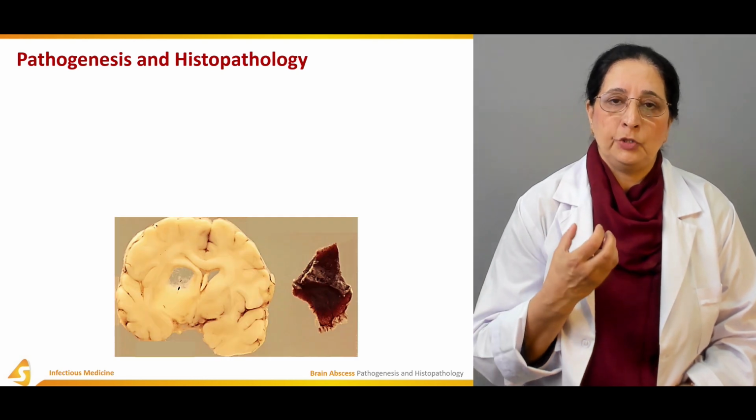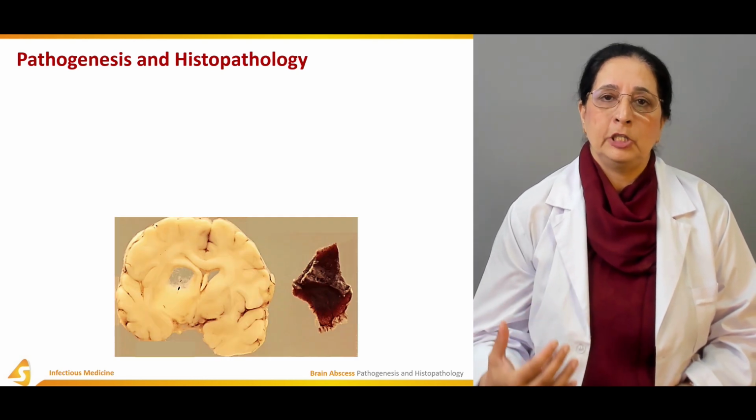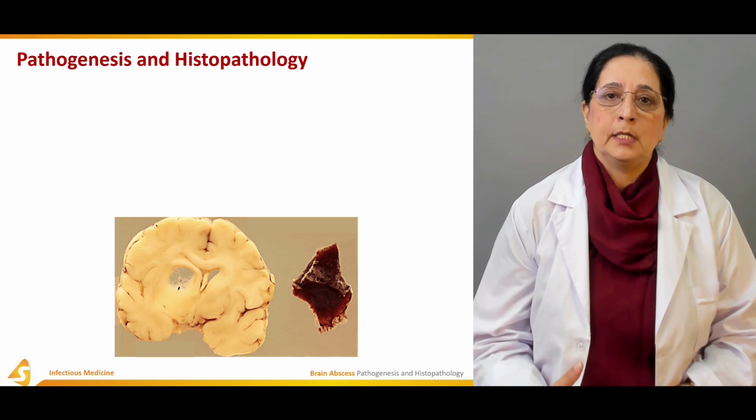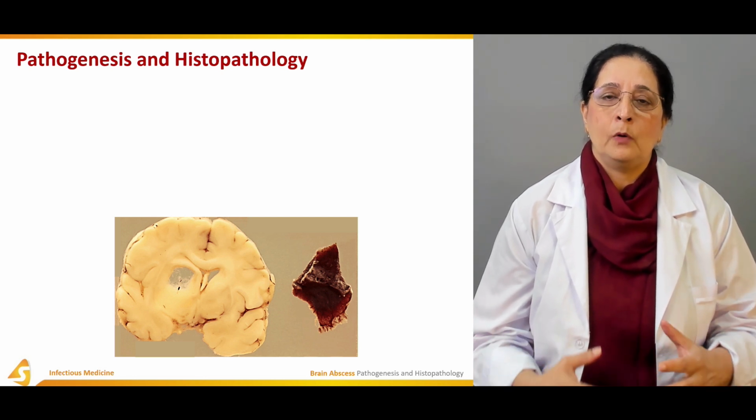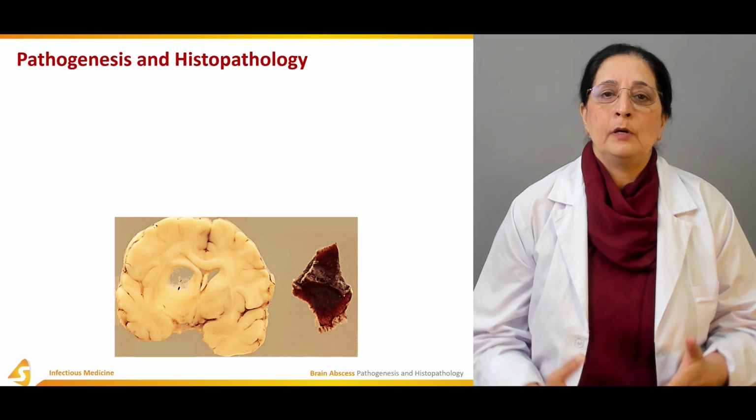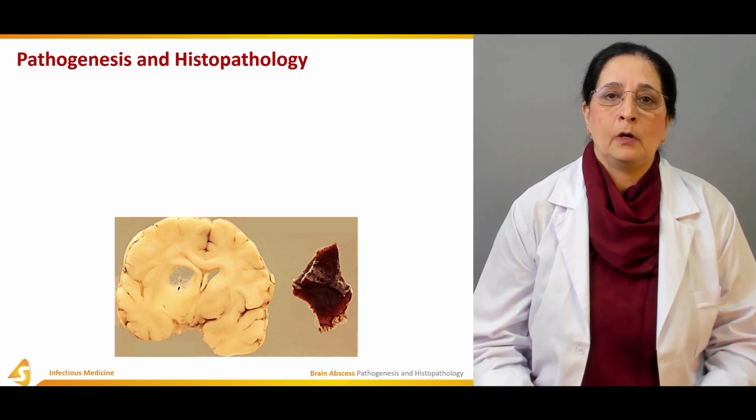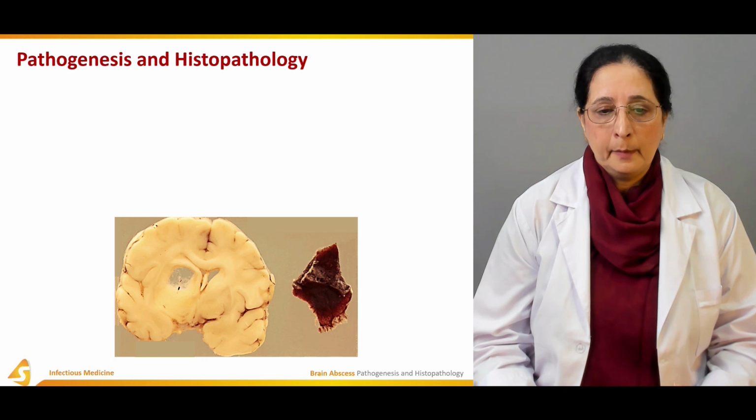Histo is the word for tissues, and pathology is the abnormality. So what are the abnormal findings in the tissues of the patient with the brain abscess?